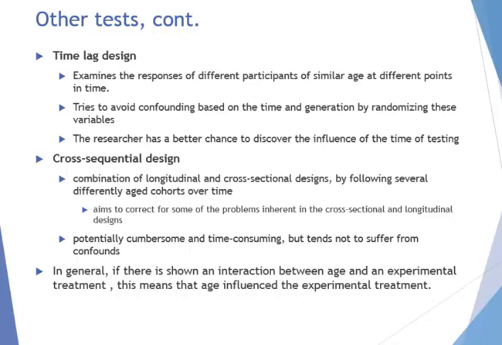Maybe all the 12-year-olds had a really good track teacher in fifth grade, so you try to avoid that by having a 12-year-old this year run, a 12-year-old next year run, and a 12-year-old the year after run. Now you're taking three 12-year-olds from three different eras, and you're able to test it a little bit more efficiently. That's a time lag design.